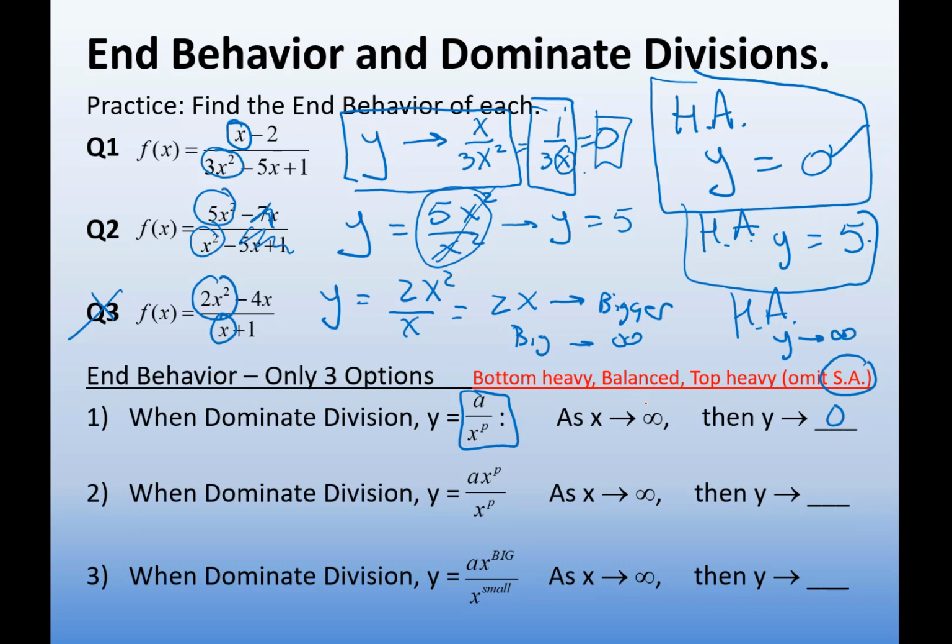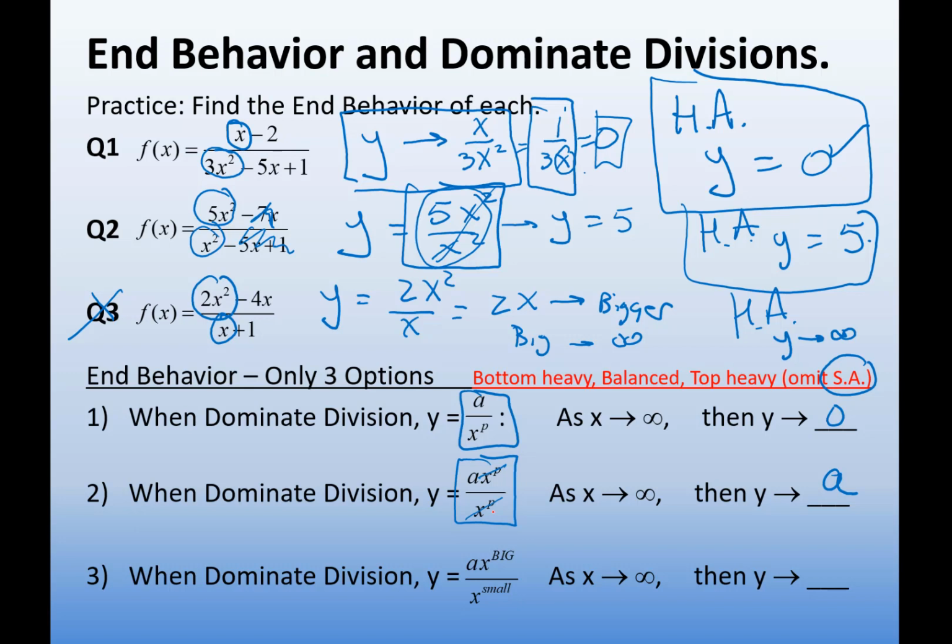Sometimes the division is balanced out. Like this one, we had x squared on top, x squared on the bottom. If the powers are the same, the x's are going to cancel out, and all you're going to have left is a number. So this cancels itself with that. In that case, as x gets really big, y is going to become whatever the coefficient is, a. That's called balanced, because the x powers on top balance out the x powers on the bottom.